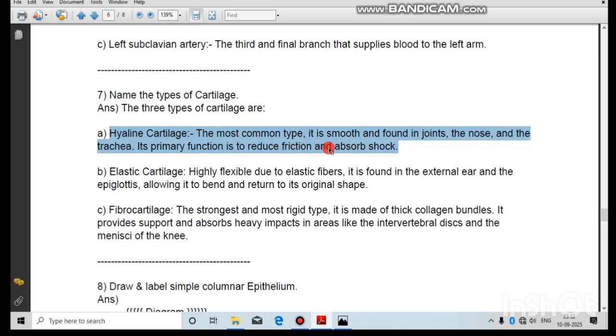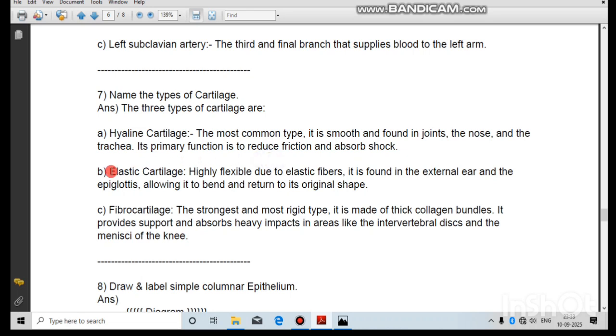Hyaline cartilage is the most common type, it is smooth and found in joints, and also in the nose and the trachea. Its primary function is to reduce friction and absorb shock. Hyaline cartilage is very smooth and very flexible. It is found in our nose, and it can also be found in our trachea. Primarily it functions to reduce the friction and to absorb the shock.